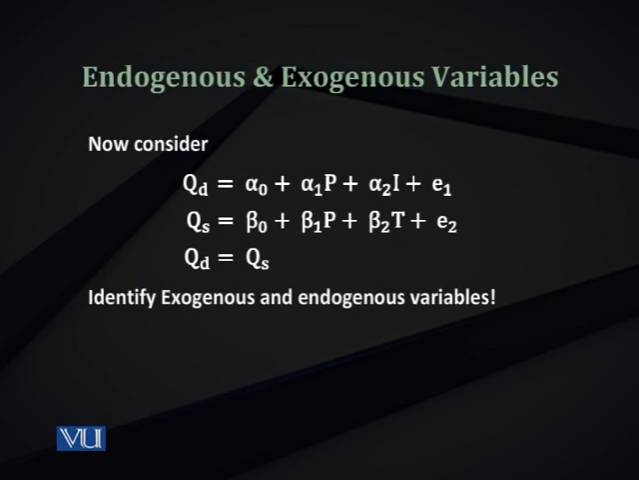Because in equilibrium, quantity demanded and quantity supplied are equal. So you cannot say that we have two endogenous variables as quantity demanded and quantity supplied. Because in fact, in equilibrium, quantity demanded and quantity supplied are the same variable. So they have the same value. So the equilibrium quantity is one variable.